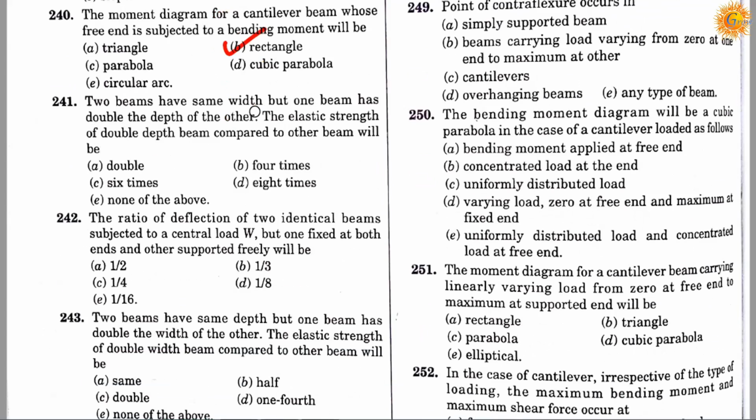Question number 241. Two beams have the same width, but one beam has double the depth of the other. The elastic strength of the double depth beam compared to the other beam will be: option A, double; option B, 4 times; option C, 6 times; option D, 8 times; option E, none of the above. Correct answer is B. It will be 4 times.